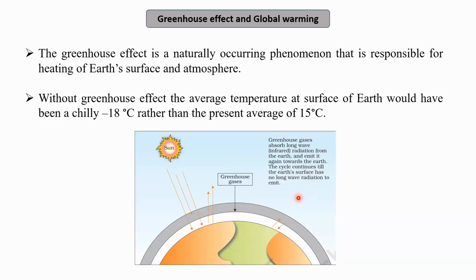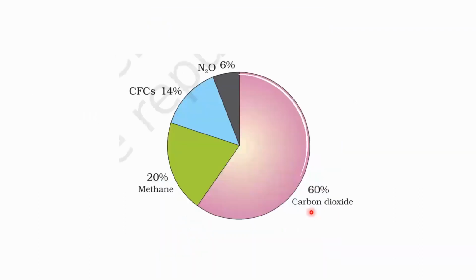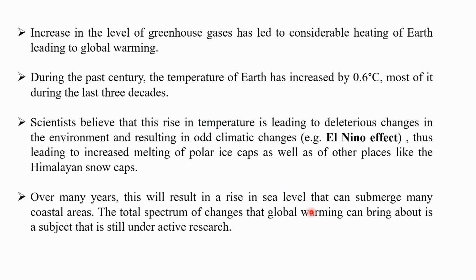And this emitting back of the infrared radiation to the surface of the Earth by these greenhouse gases like carbon dioxide basically leads to the heating of the Earth's surface above the normal temperature. So these are some of the greenhouse gases that contribute to the increase in the temperature. Carbon dioxide is one of the major greenhouse gases. Then CFCs, chlorofluorocarbons, methane, and nitrogen oxides.